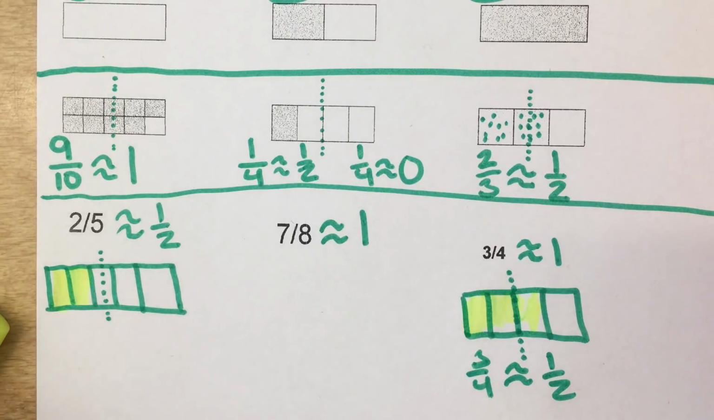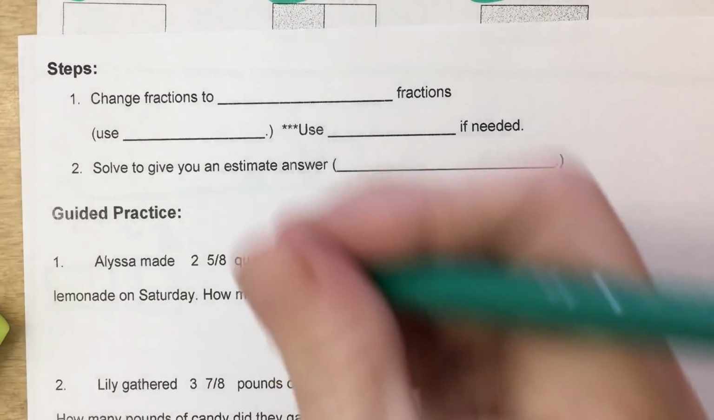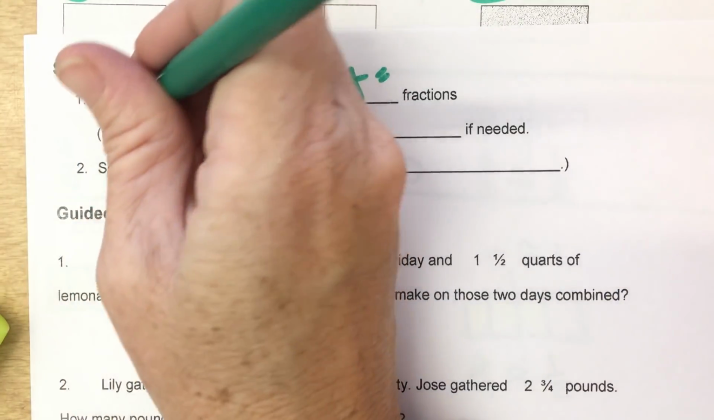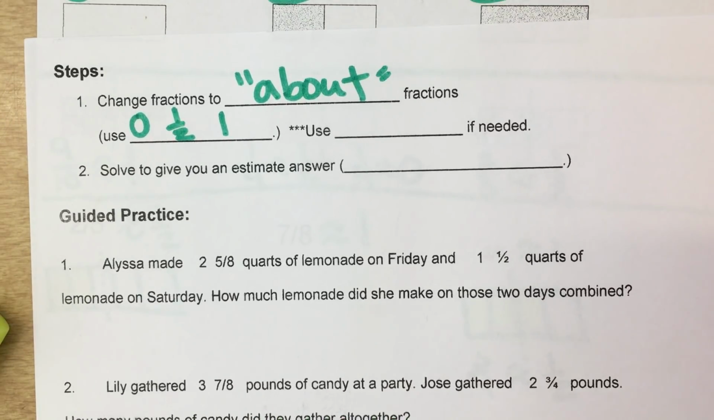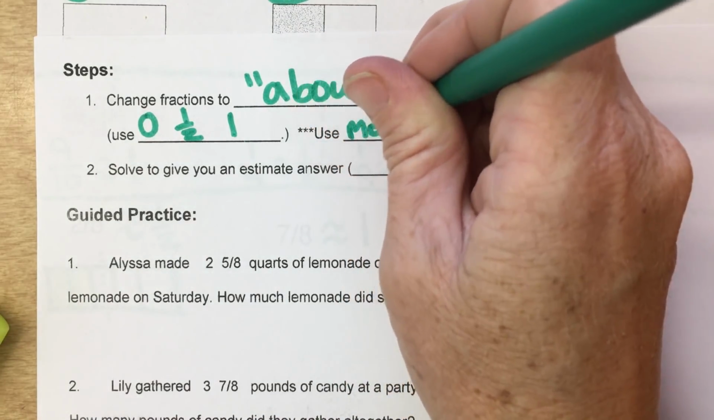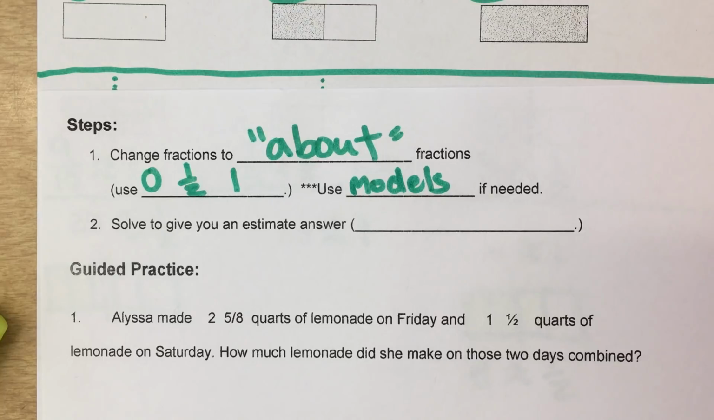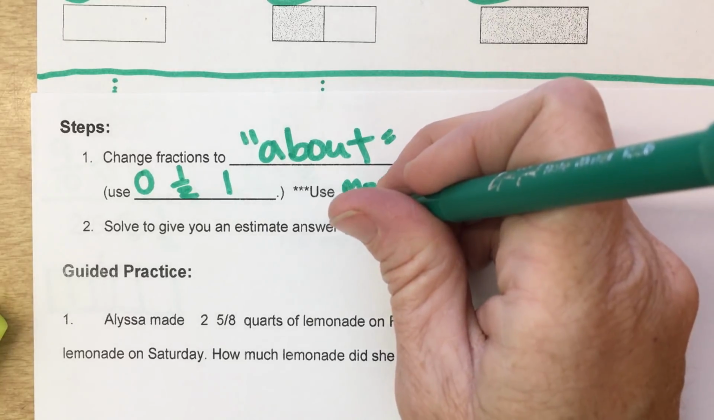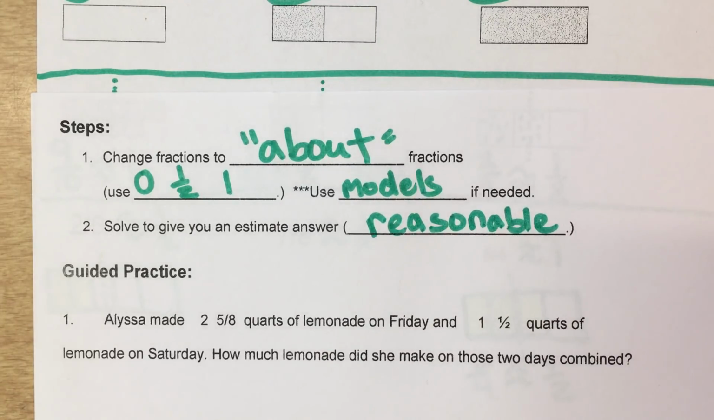Okay, so what are you actually going to be doing? Well, your steps are, you're going to change fractions to your about fractions, and you're going to use 0, 1/2, and 1. And you can use models if needed. So if you need to draw the pictures, you can. And then once you have your about fractions, you're going to solve to give you an estimate answer, which means a reasonable answer, an answer that makes sense. So that's really what we're doing today.